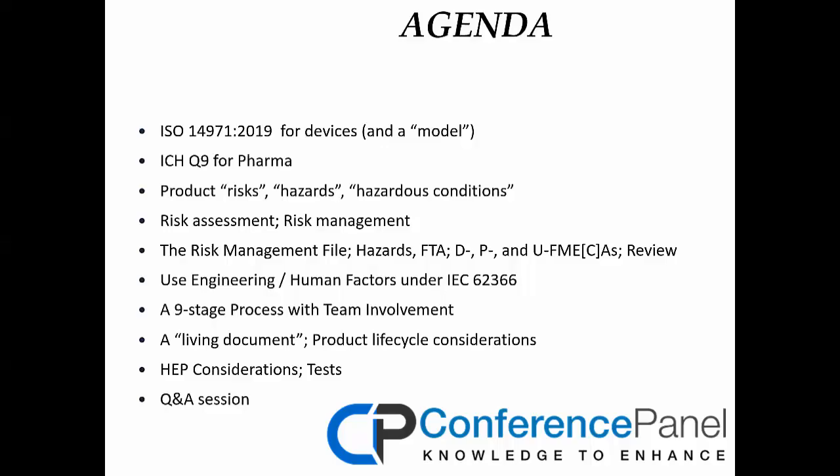We'll talk about one key deliverable that has to be developed as a result of 14971, and that's a list of hazards. And then we'll talk about optional additional forms that expand the hazards. We'll talk about fault tree analysis, and we'll talk about FMEAs and FMECAs, design, process, and use.